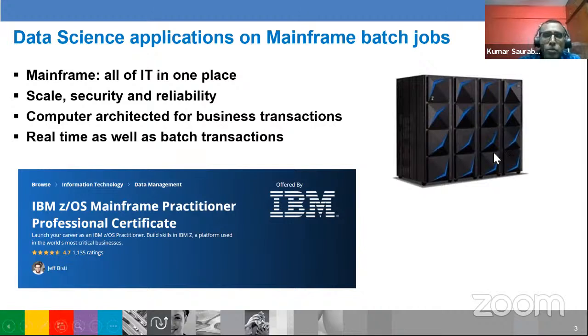And by the way, if you want more information about mainframes, there is a course on Coursera that is available. You can look it up if you're really interested to learn more about it.